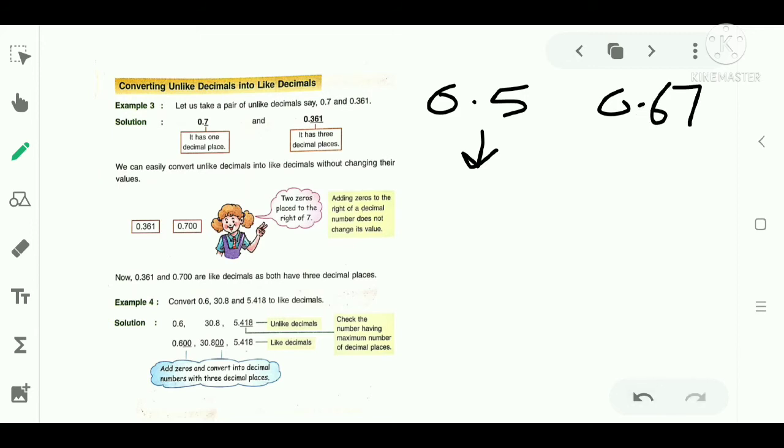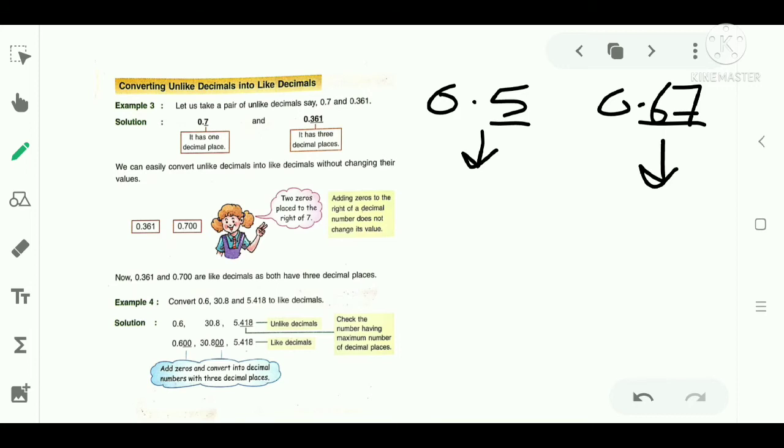0.67. Can we say that this is like decimal? No, we can't say. Why? Because in 0.5 after the decimal there is only 1 digit, and in 0.67 after the decimal there are 2 digits. So in the decimal parts the number of digits is not the same. It means it is not like decimal.